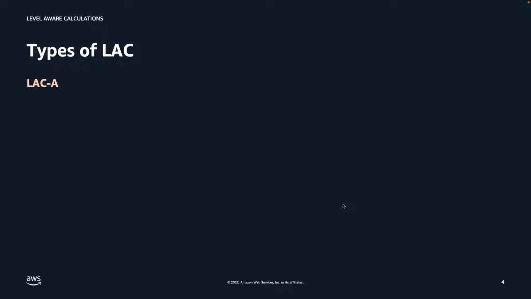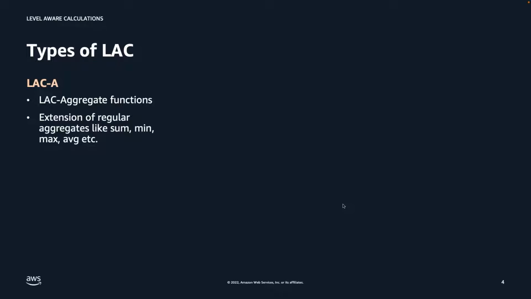Let's look at the types of level aware calculations next. The first type is LAC-A. LAC is short for level aware calculations, and LAC-A is short for level aware calculation aggregate functions. These are extensions to your regular aggregates, like your sum function, min, max, average. So you don't have to learn any new function. It just takes an additional grouping level, and this is optional. So if you were to say sum of sales, that's a regular aggregation. If you add on an additional grouping level within square brackets, like I have here, sum of sales by product, then it becomes a LAC-A function, which uses product as a grouping level.